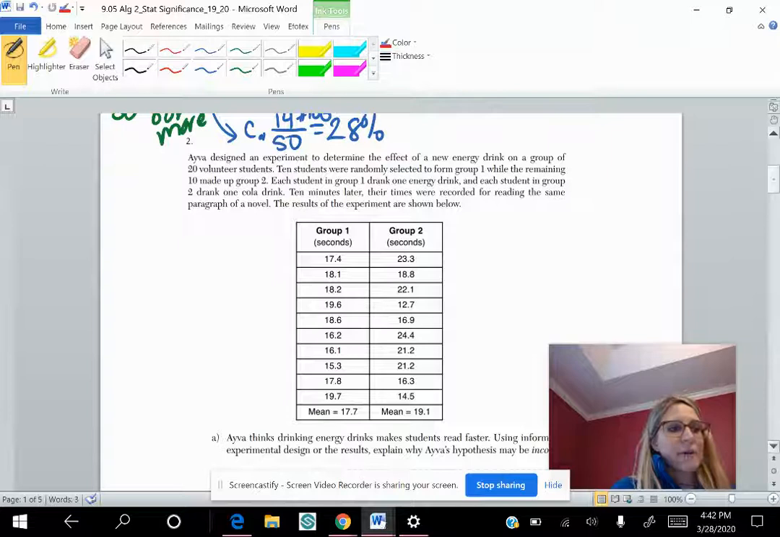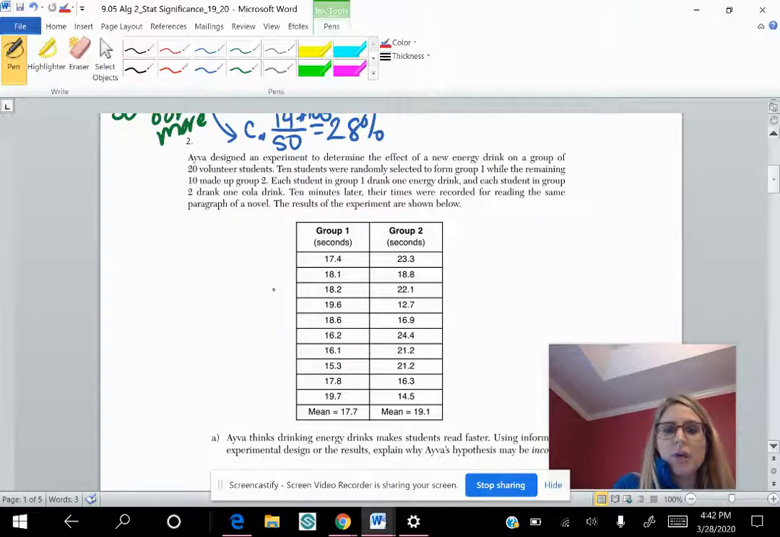This is about Ava. So Ava designed an experiment to determine the effect of a new energy drink on a group of 20 volunteer students. 10 students were randomly selected to form group 1, while the remaining 10 made up group 2. Each student in group 1 drank 1 energy drink, and each student in group 2 drank 1 cola drink. 10 minutes later, their times were recorded for reading the same paragraph of a novel. The results of the experiment are shown below.